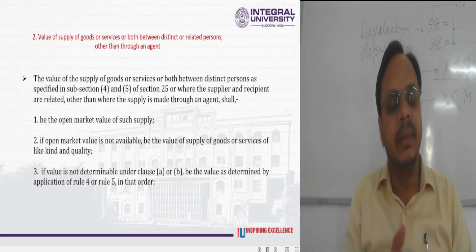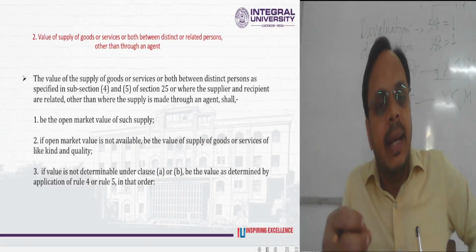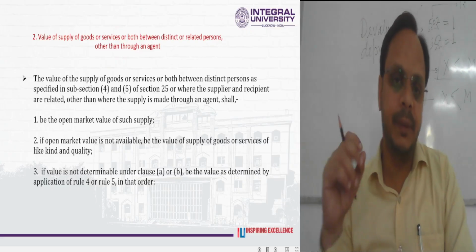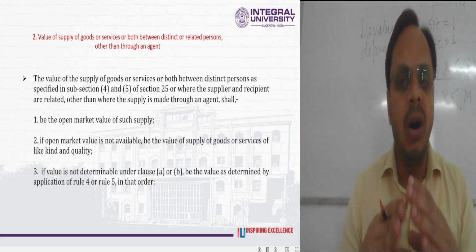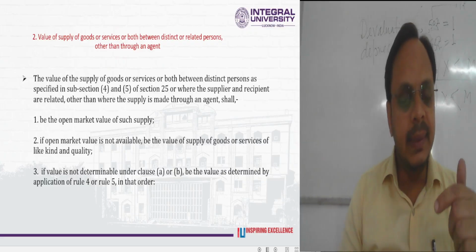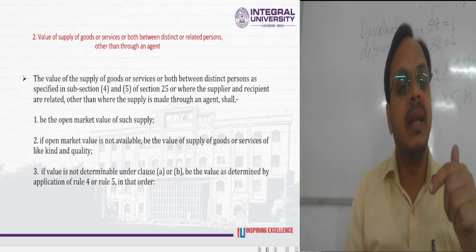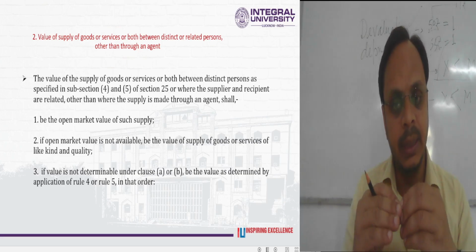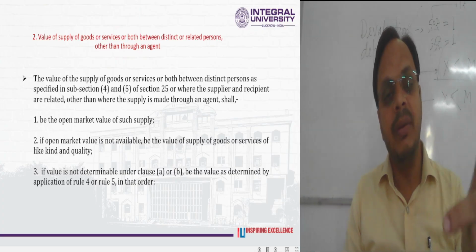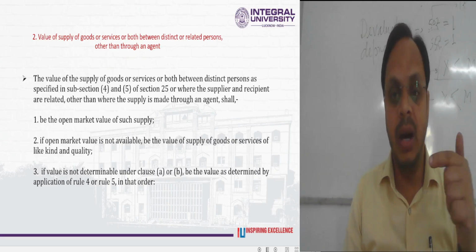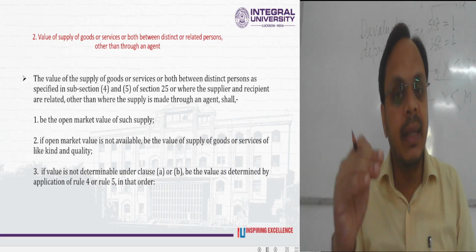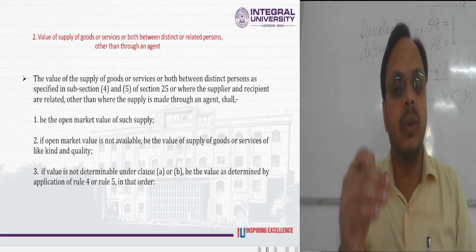Moving ahead, rule number 2 is the value of the supply of goods or services or both between distinct or related persons, other than through an agent. In this case, it covers the supply between distinct persons as specified in subsections 4 and 5 of section 25, or where the supplier and the recipient are related, other than where the supply is made through an agent.